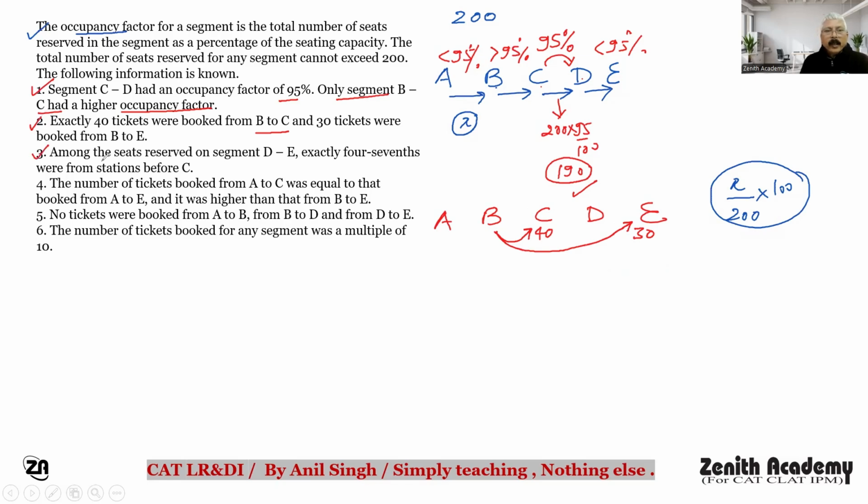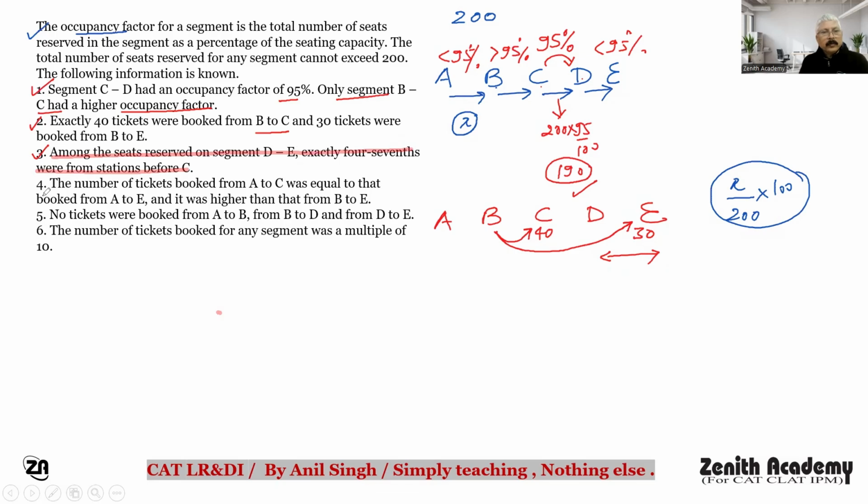Number three, among the seats reserved on segment D to E, exactly 4/7 were from stations before C. Okay, इस इंफॉर्मेशन को अभी हम लोग अंडरलाइन करके छोड़ देते हैं, आगे देखते हैं.